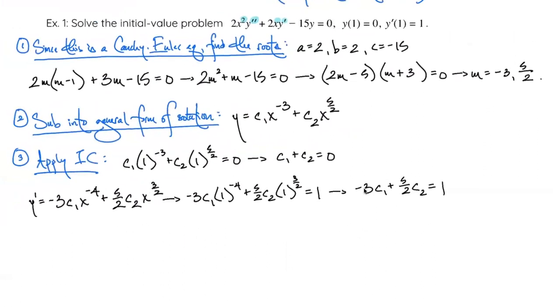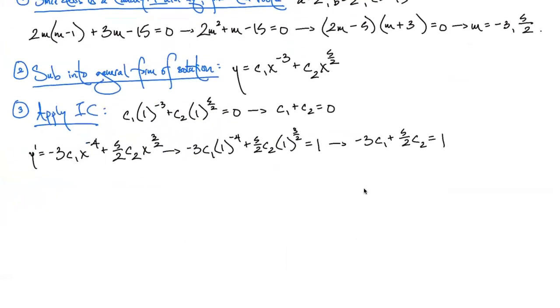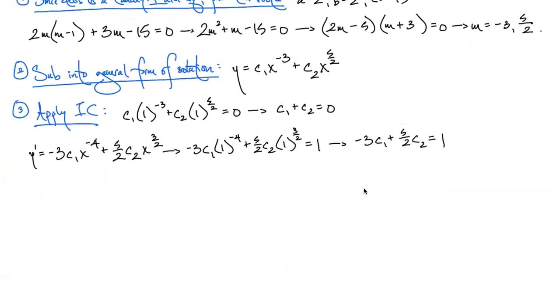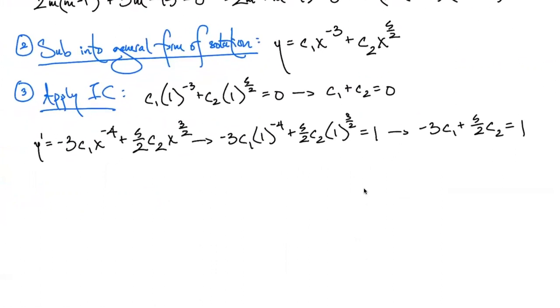Now, you could take the two equations, c1 plus c2 equals 0, and this one, and you could go ahead and put them into a matrix. That would be okay. If you wanted to solve, I like the elimination method for this one. So I'm going to take the first equation and multiply by a 3. Okay, so using elimination, I've got 3c1 plus 3c2 equals 0.